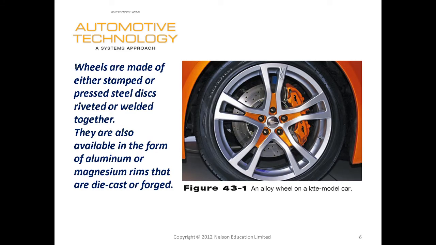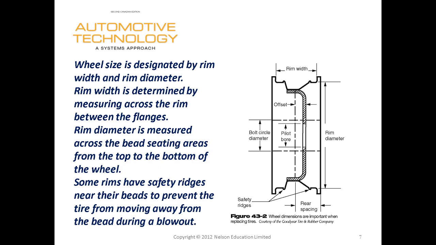So, wheels. Wheels can either be steel or aluminum. If they're steel, generally they're stamped pieces of steel that are either riveted or welded together. Generally, steel wheels are less expensive and less desirable. Wheel sizing. If we're talking about a wheel size, generally we're going to be talking about the rim diameter as well as the width. These are generally measured in inches.